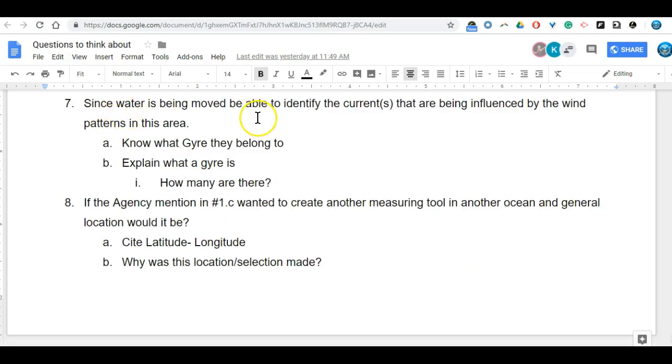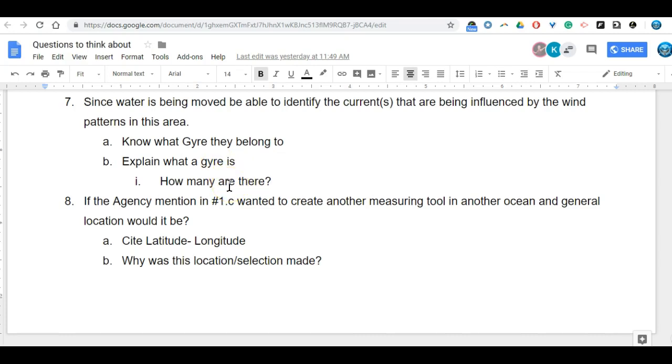Since water is being moved, be able to identify the currents. Now this is important. So what gyre does it belong to off the coast of Peru underneath the equator? So right away you should know that's the South Equatorial, but what gyre are we talking about? Make sure you can explain what a gyre is, how many there are.